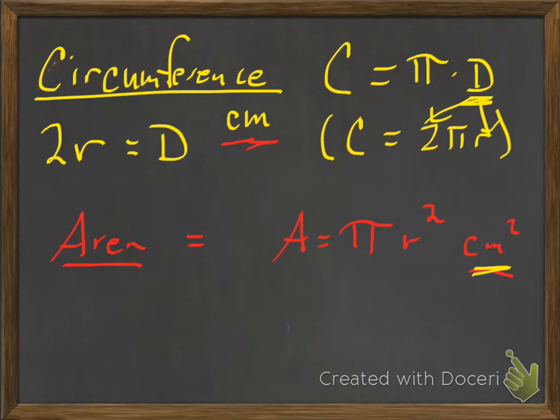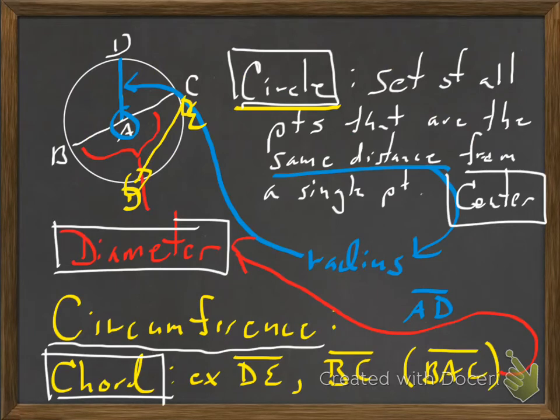But again, what I want you familiar with is the basic terminology that's part of a circle. So we've got diameters, radius, chord, and then the distance around the outside is the circumference.